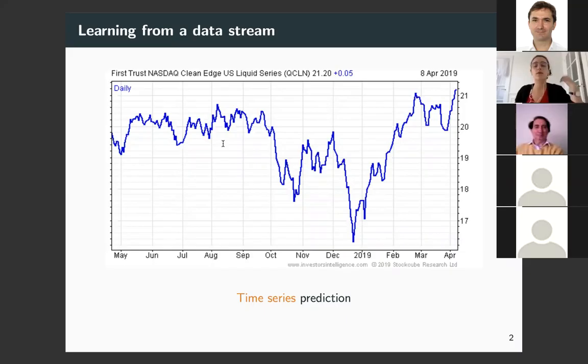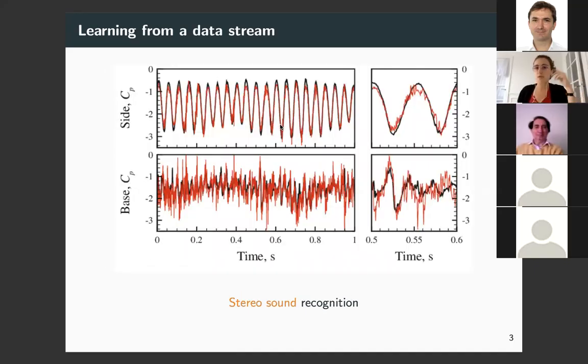And what do we learn? We can learn different things. A first example is time series forecasting. We can observe financial time series, and we want to say how the stock value will be tomorrow, or something like this. But we can do other things. For example, in stereo sound recognition, we may want to recognize what people are saying from the recording of a sound. Usually you have stereo sound with two channels, so you observe the two channels and want to say what the person said.